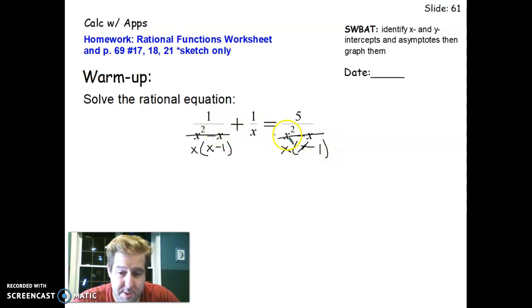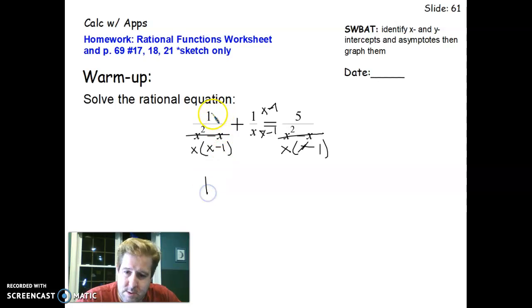Now, you'll notice that all three denominators have a factor of x, but the middle one is missing the x minus 1. So multiply both the top and bottom by x minus 1. Now that all of them have the x times x minus 1, and since the denominators are all the same, then the numerators must also be equal to each other. So I'll just bring down that 1. So basically I can multiply both sides of the equation by the same common denominator.